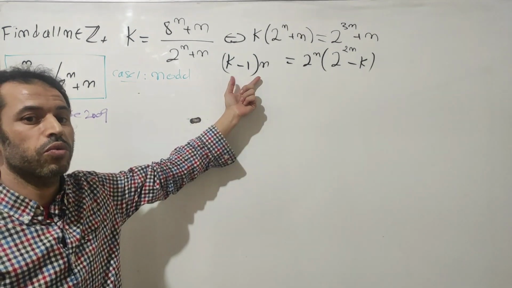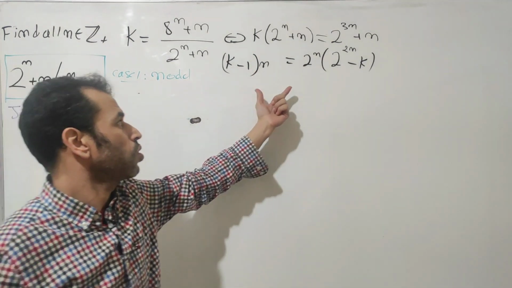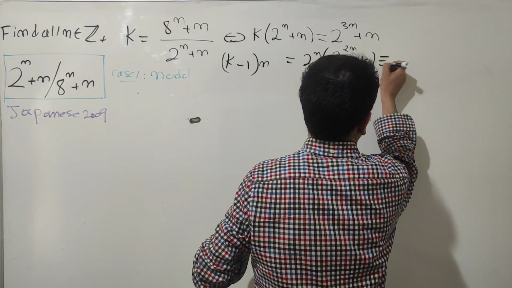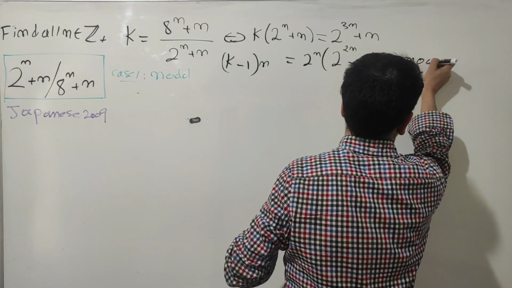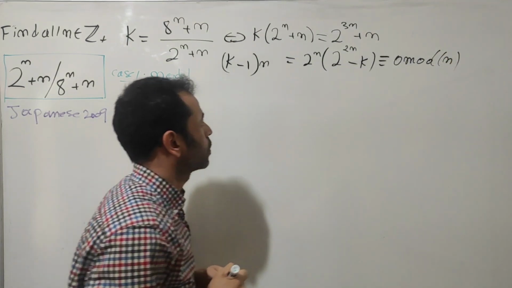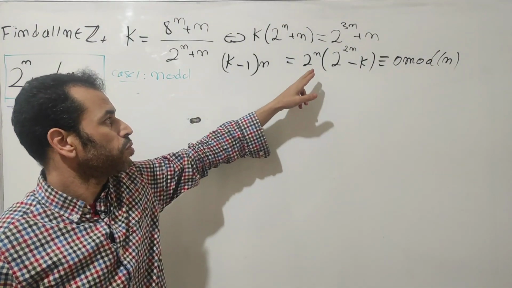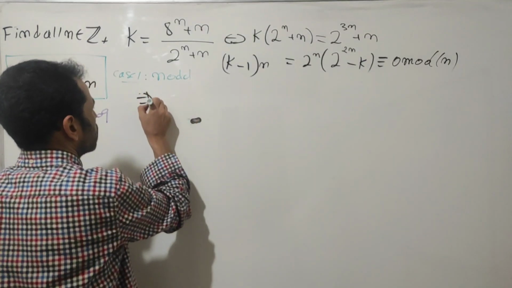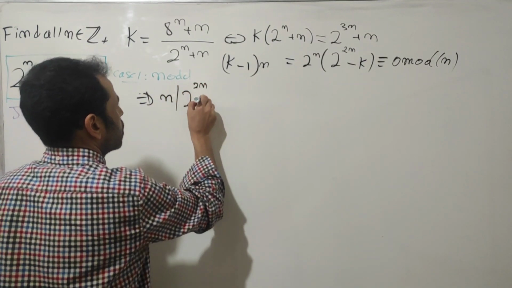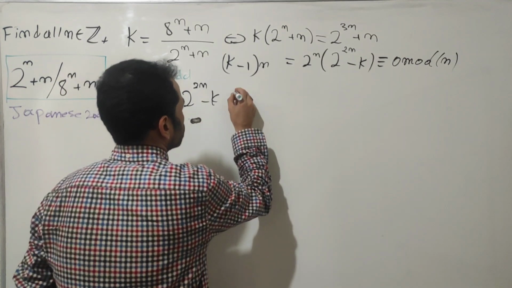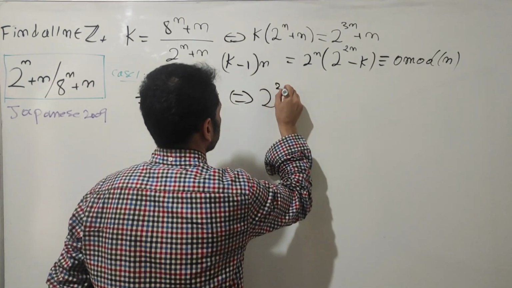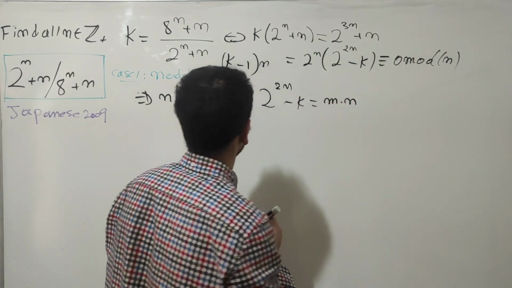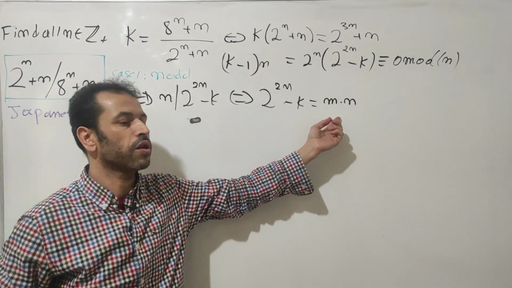On the left hand side of this equation, we get n divides the left hand side, which means n divides the right hand side of this equation. So I'm going to reduce this to mod n. This one is congruent to 0 mod n. Okay? Since n is odd, n cannot divide 2 to the n, which means n divides this one. N divides 2 to the 2n minus k. According to the divisibility statement, we get 2 to the 2n minus k equals m multiplied by n, which means this is a multiple of n, okay?